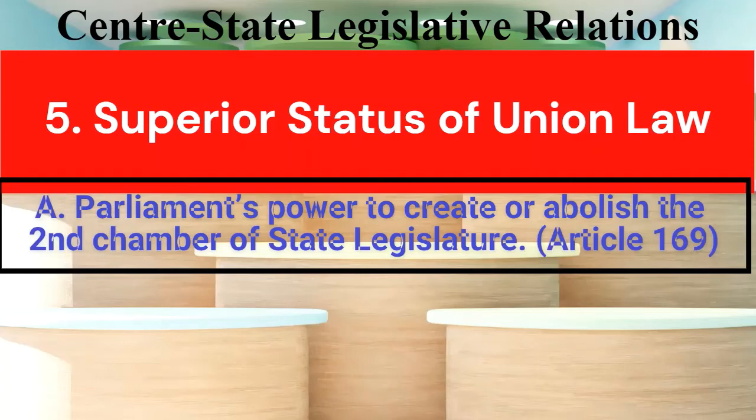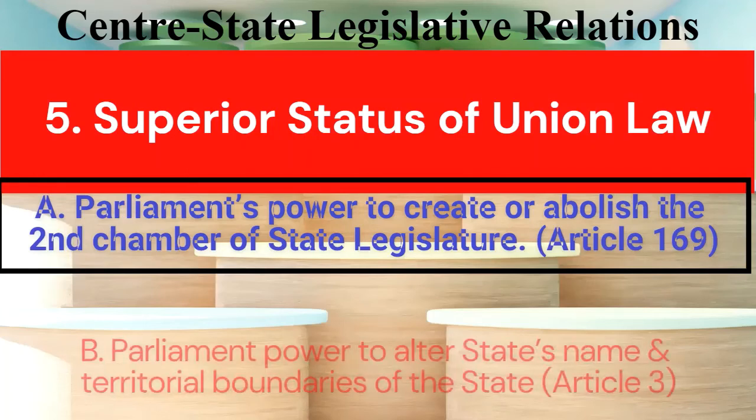But the Parliament can decide in which state a Bidhan Parishad or Legislative Council can be established. Or Parliament has the exclusive right to abolish any Bidhan Parishad in a particular state where there is a bicameral legislature. So in this way, Parliament has the upper hand or superior position to influence the basic structure of the legislative organs or legislative pattern of the state legislature.